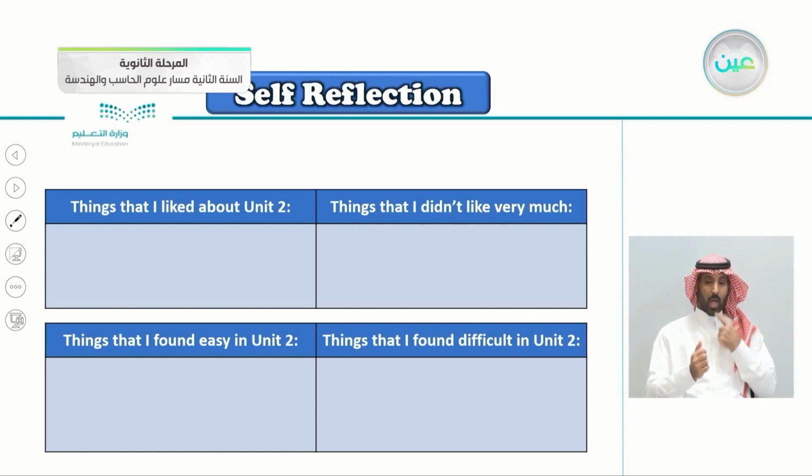Things that I didn't like very much. Things that you didn't like. Maybe the grammar lessons were pretty hard. The form, meaning, and function, maybe it was hard for you, and so on. Things that I found easy in Unit 2. Things that I found difficult in Unit 2.